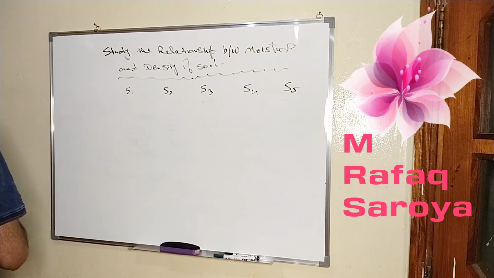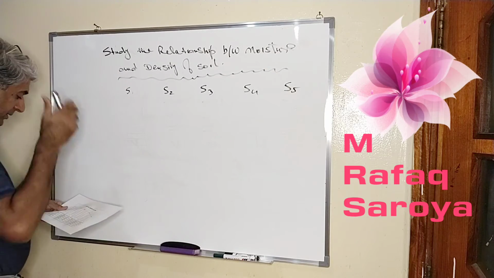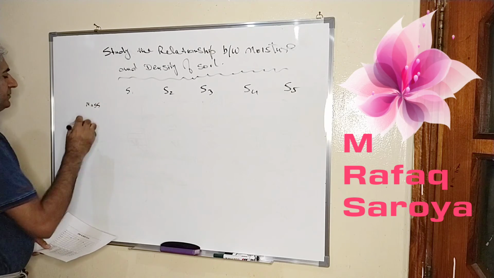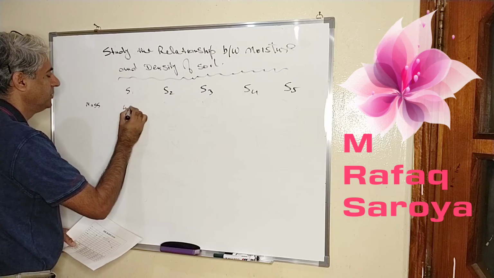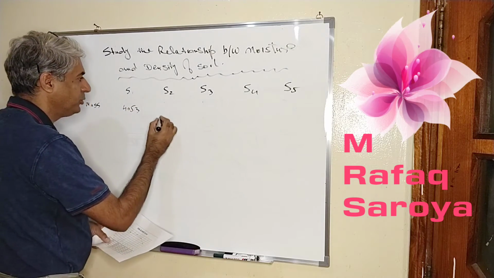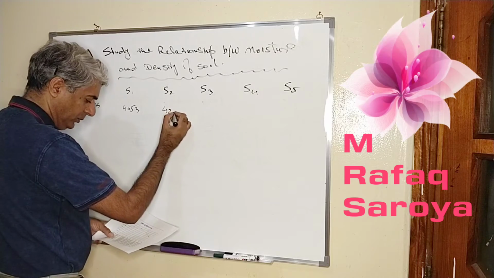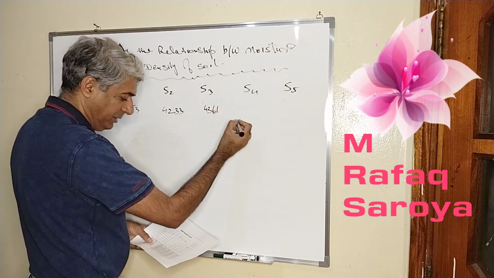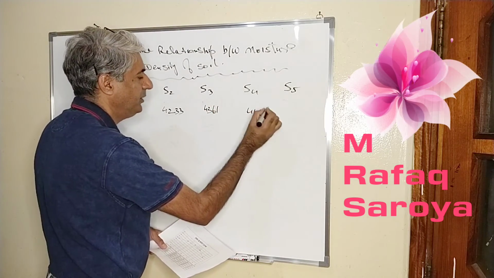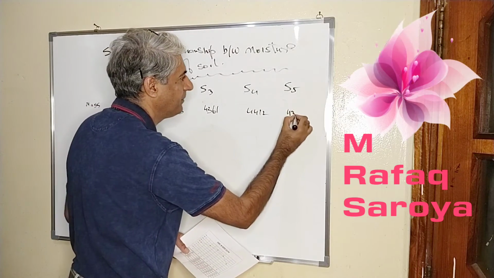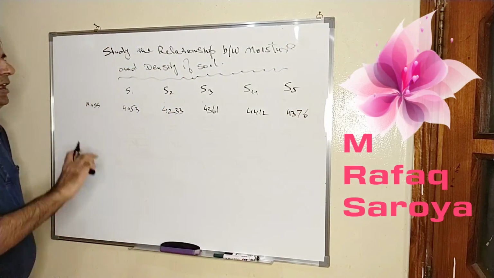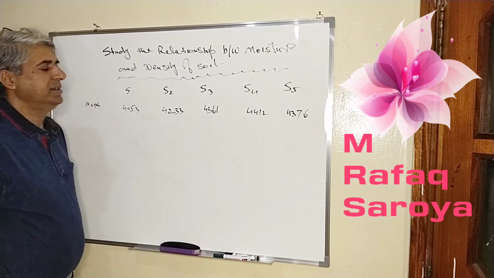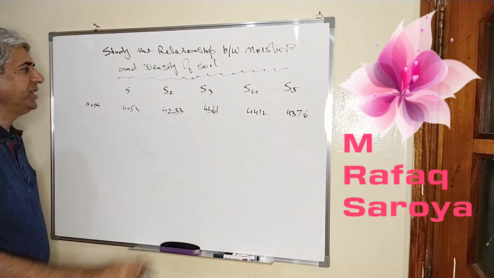First of all, the sample number 1, its mass 4053, sample 2, 4233, 4361, 4412, and 4376. I had already explained to you that as more water is added, the mass of the soil increases up to a limit and then reduces. You have seen it over here.